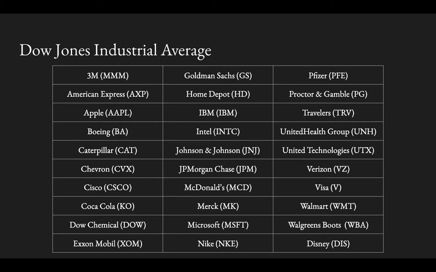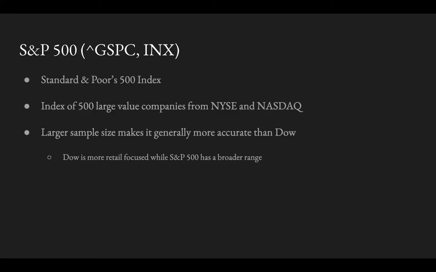For example, a company like Nike is not valued as high as a company like Microsoft. So Microsoft would have a higher weightage in the Dow Jones Industrial Average than Nike would. Okay, so that's the Dow Jones.